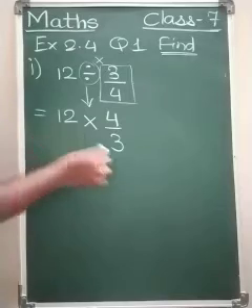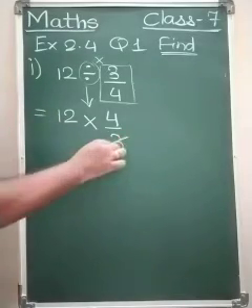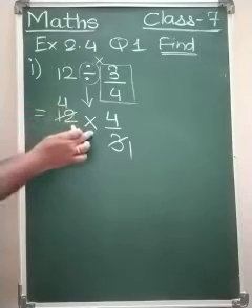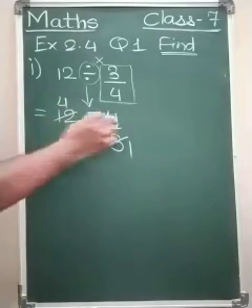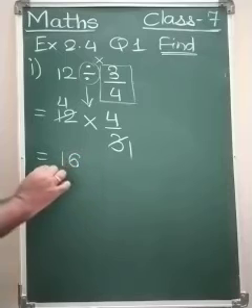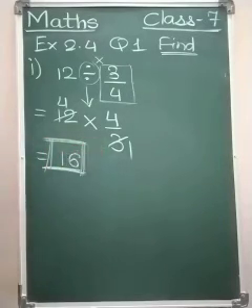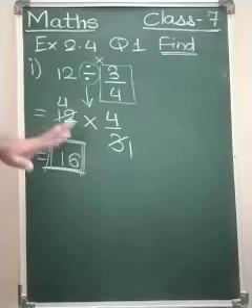Now we can see that 12 and 3, there is a common factor. So 3 ones are 3, 3 fours are 12. We are left with 4 multiplied by 4. So 4 multiplied by 4, the answer is 16. Done. So we get our answer as 16. A whole number, we stop here.